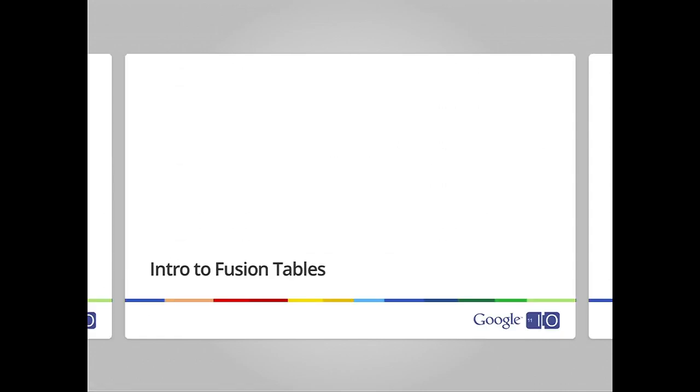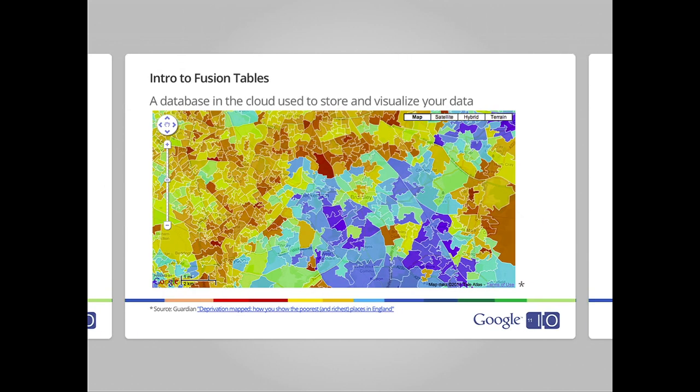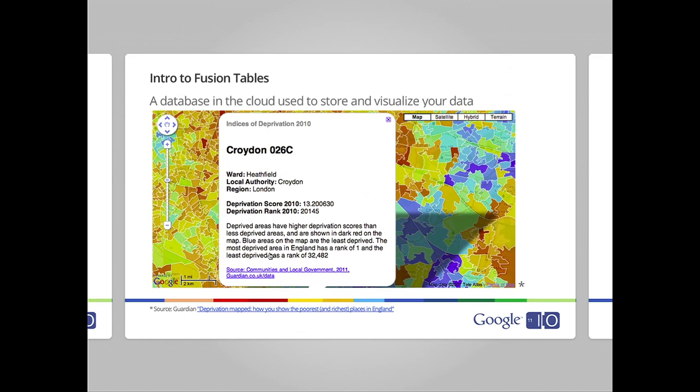All right, so intro to Fusion Tables. When people ask me, what is Google Fusion Tables? I like to say that it's a database in the cloud that you can use to store, host, collaborate on, and visualize your data. Here's a nice example of a visualization that you can create using Fusion Tables. This is a map, and this map was actually created by Simon Rogers. It's showing deprivation in England. You can see he did some nice styling of the polygons on the map. You can also see that the info windows were customized, and this is all built using Fusion Tables.